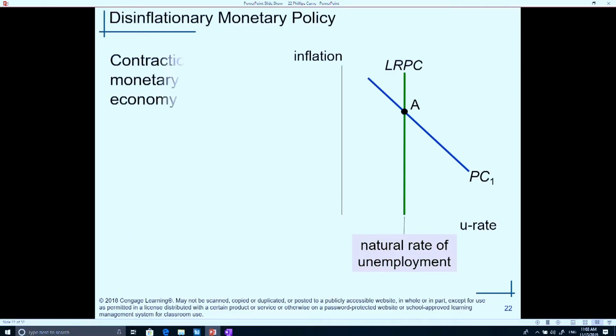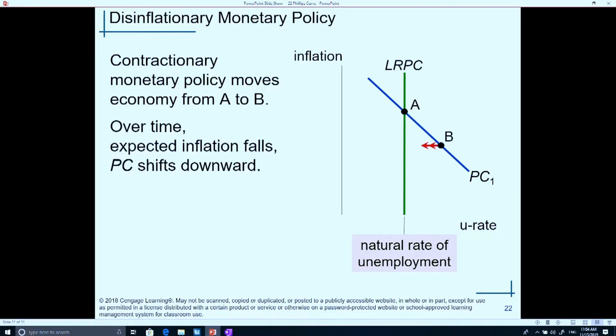To model this, here we've got a situation. We've got some high inflation. There's our long-run Phillips curve. There's our short-run Phillips curve in the blue. Disinflation, reducing that inflation rate in the short run, is going to move us along the Phillips curve to the right, causing high unemployment in order to decrease the inflation rate.